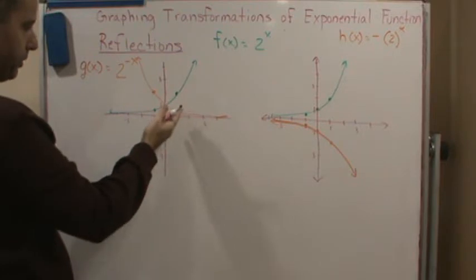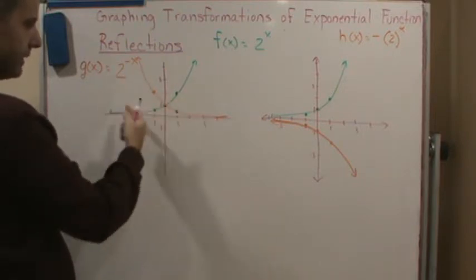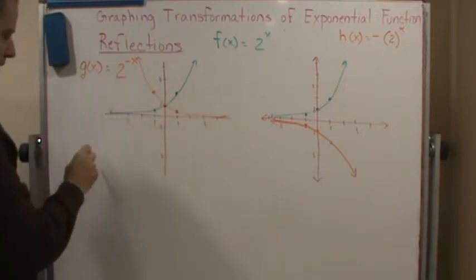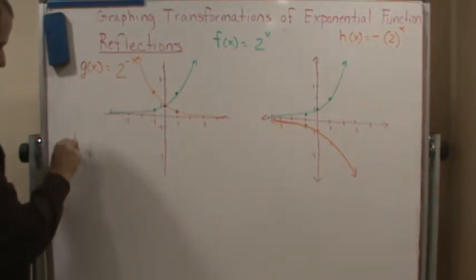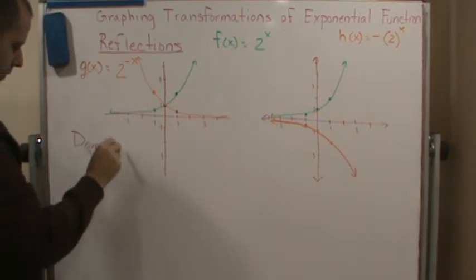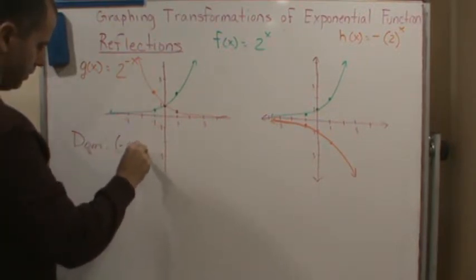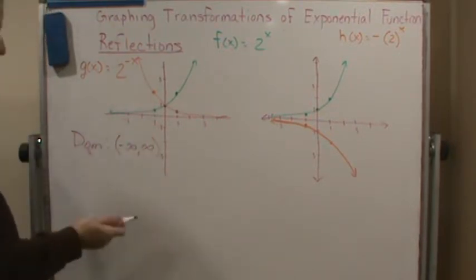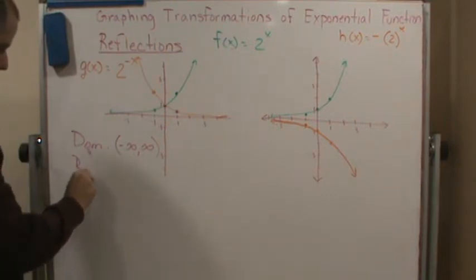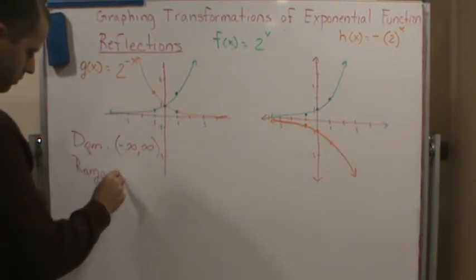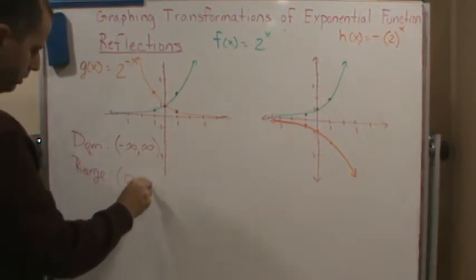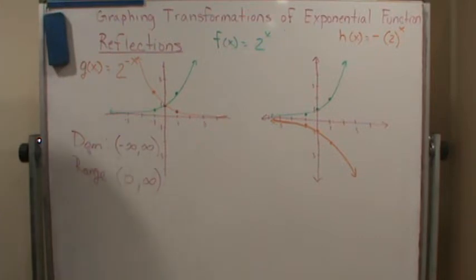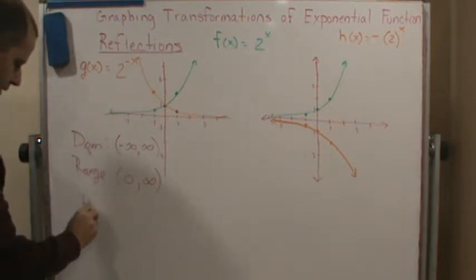It's still all real numbers. So if it's a reflection across the x-axis, the domain's not going to change, right? So it's still going to be all real numbers. The range isn't going to change either. It's going to be from 0 to positive infinity. Okay? And the horizontal asymptote doesn't change either.